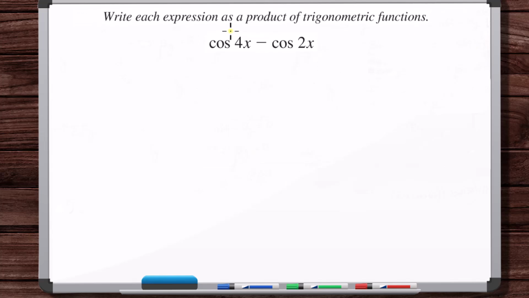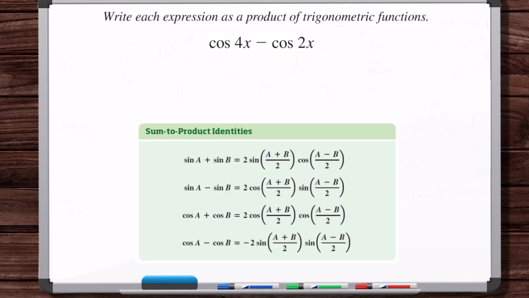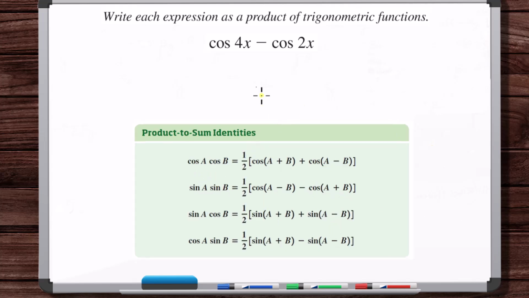Okay, now here we want to take the sum or difference of trig functions and convert it to a product of trig functions, eliminate any summing or adding of trig functions. So with that, we want to use the sum to product identities. Remember, the sum to product identities were derived from the product to sum identities.